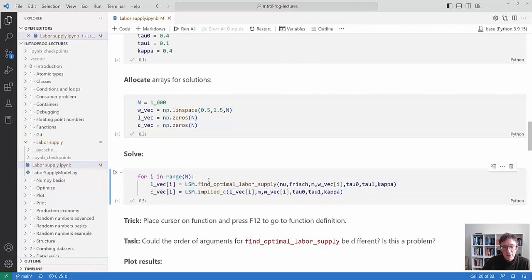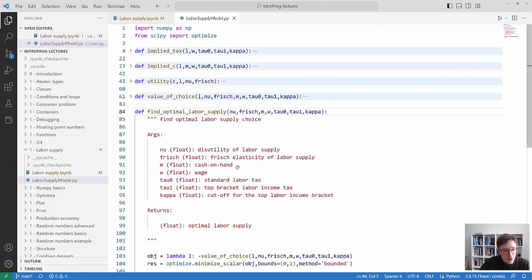So I can actually just run this, and I have solved it. But now, of course, we need to understand this code. A good trick is you can always place your cursor on the function, and then you can press F12 to go to the function definition. So let's do that, and now it opens up. You can see that it opened up this file, and it went directly to this function here.